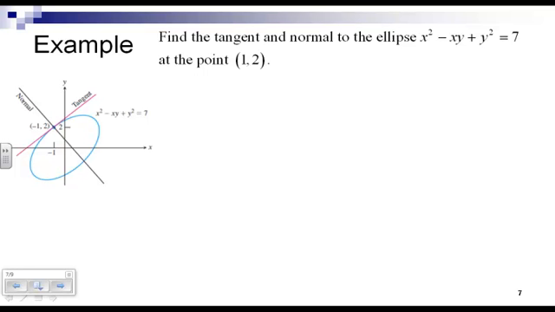So once you find dy dx, then we have the ability, if we know what x and y are.